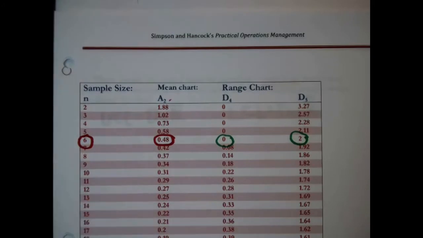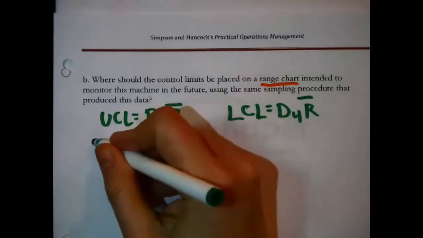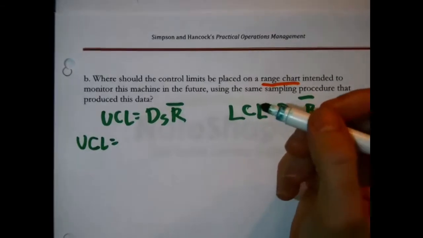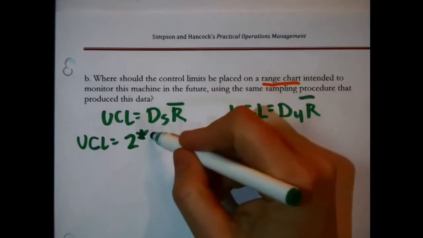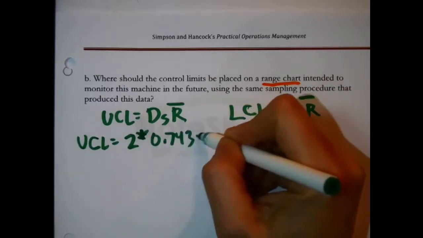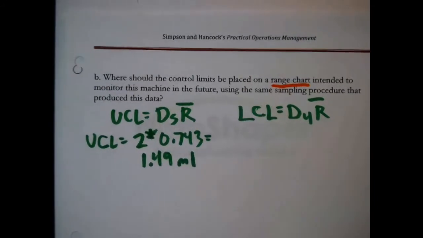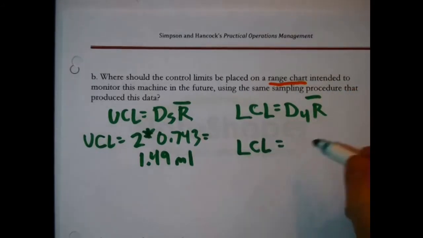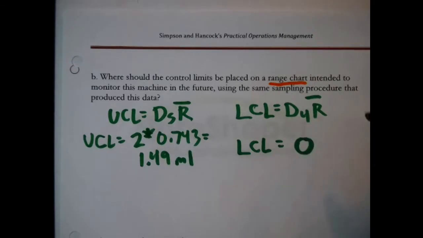So I just need to piece that together now. The upper control limit here would be, okay, the D5 was 2. It was the outer column in that first chart, times 0.743. So I get basically 1.49. Okay, that's the upper control limit on the range chart. The lower control limit, I mean, you can write this out if you want to. 0 times 0.743. But 0 times anything is 0. So for this particular chart, the lower control limit would just be set at 0.